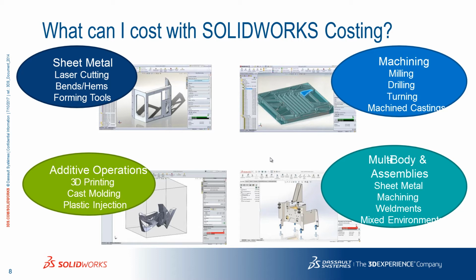So if you did a casting part and then after the casting you need to machine it, is it possible to have the cost in SOLIDWORKS? Yes, the answer is yes. It's not only removing material that's supported by SOLIDWORKS Costing, but also additive operations, like 3D printing, cast molding, and plastic injection. And about multi-body and assemblies and even sub-assemblies, today in SOLIDWORKS 2017 we are supporting sub-assembly costing, not only assembly costing. Whether you have a multi-body assembly or sub-assembly, that's also included in the costing.